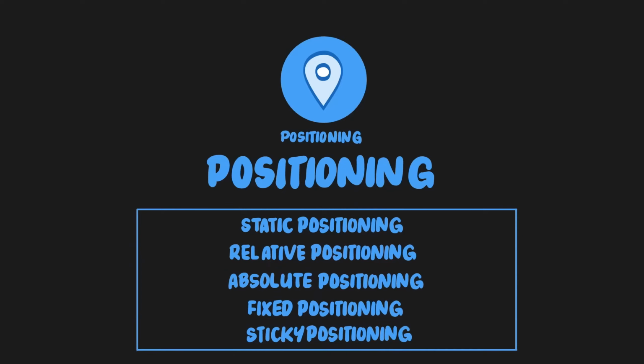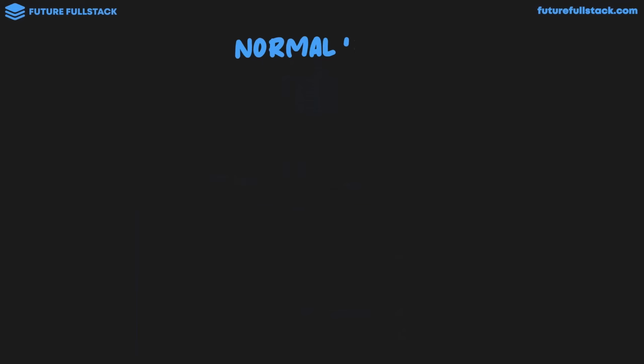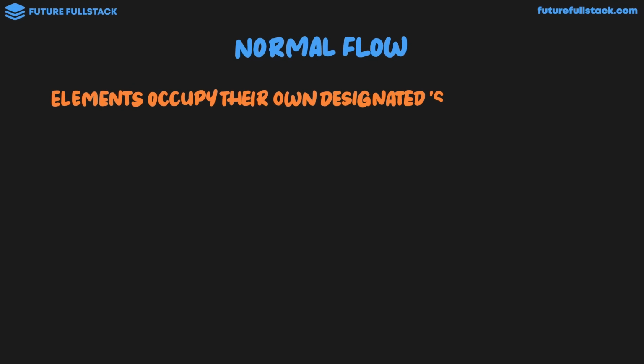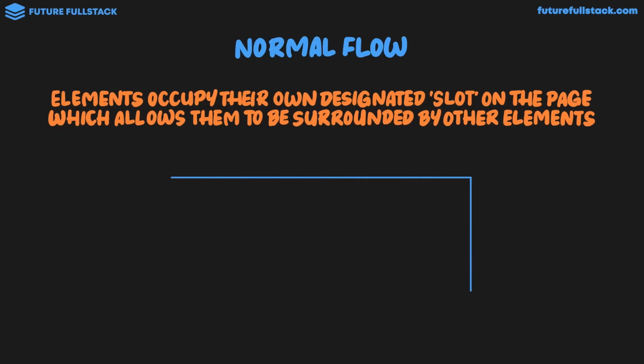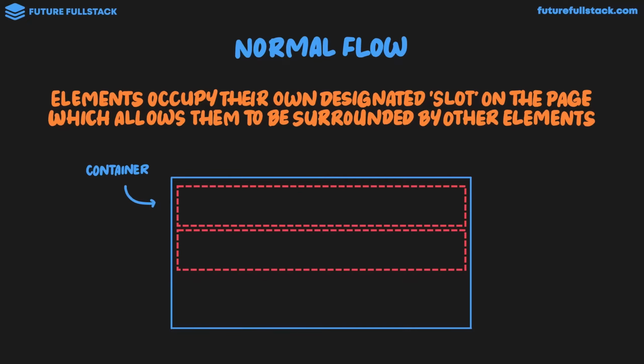So before we talk about positioning, I want to quickly talk about normal flow in a bit more detail. Elements occupy their own designated slot on the page, which allows them to be surrounded by other elements. So let's take a look at what I mean by this in diagram form. We have a container. Now we're going to look at block and inline elements, and I want to start thinking of these as being made up of kind of two parts. The first part of the block element is the slot. It's the area designated on the page for the element. We then have the element itself.